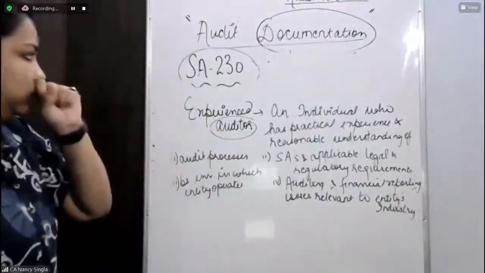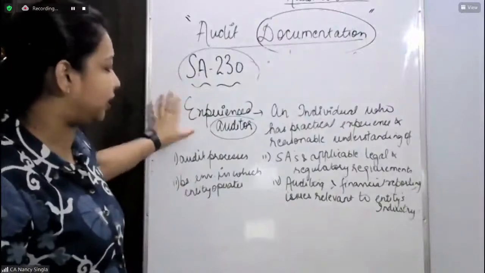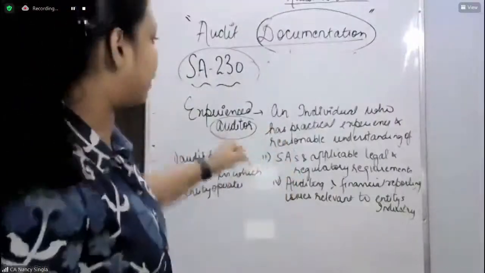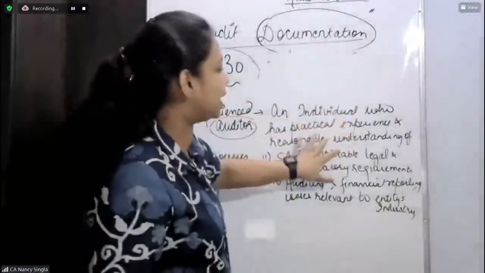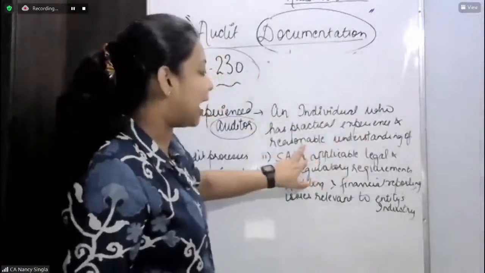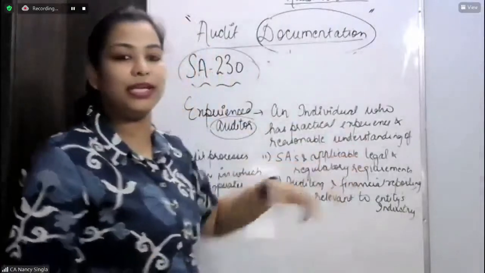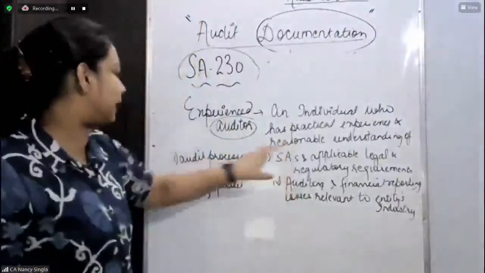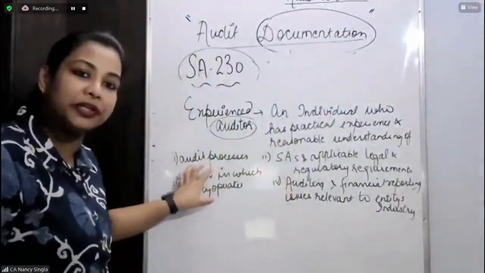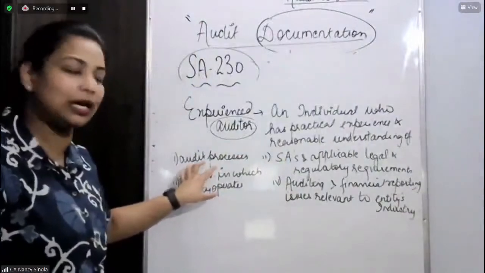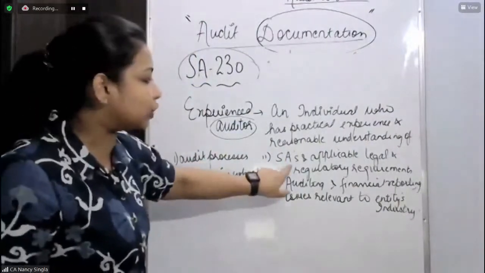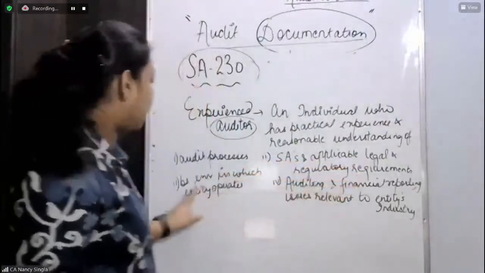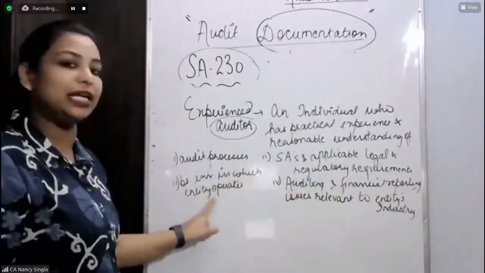See, an experienced auditor. Who can be an auditor? We know a chartered accountant is required. So an individual who has practical experience and a reasonable understanding of how the audit processes work, the standards on auditing, the applicable legal and regulatory requirements, and the business environment in which the entity operates.